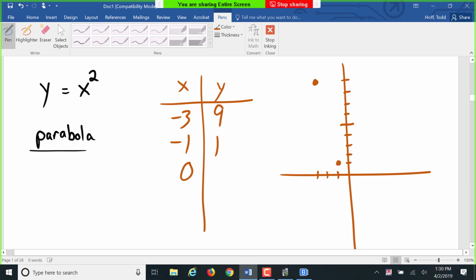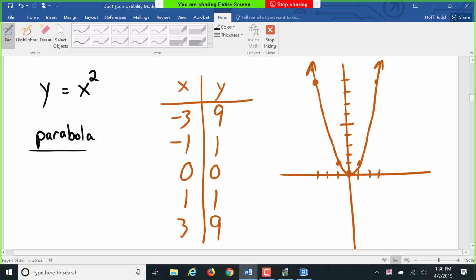How about if x is 0? Zero again, 0 squared is 0, right? If x is positive 1? Positive 1, very good. What if x is 3? Positive 9 again, so (3, 9) is right there. So we get the parabola that looks like that.